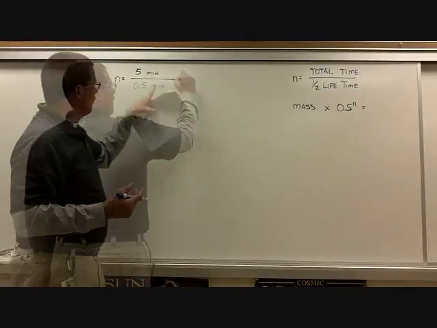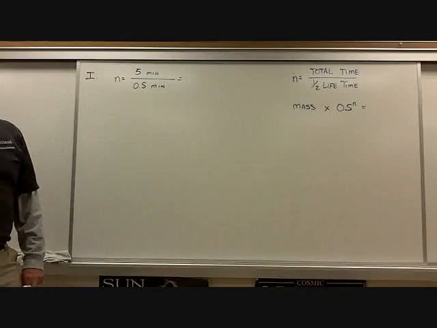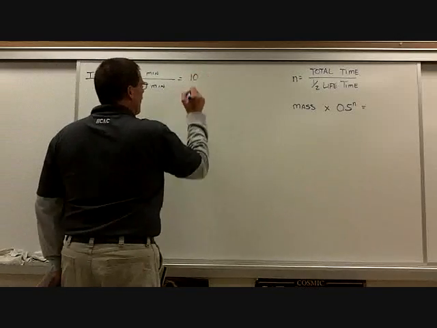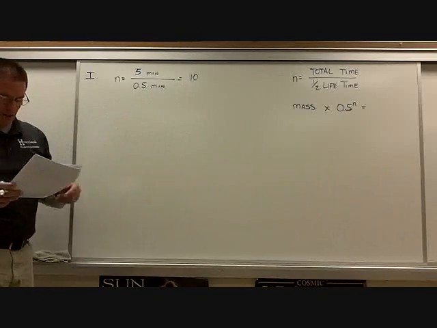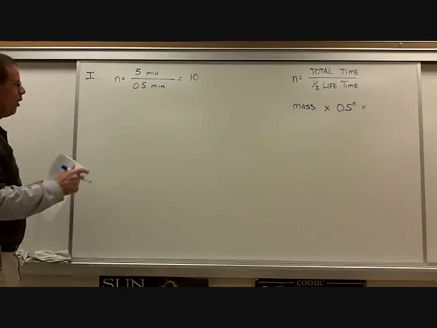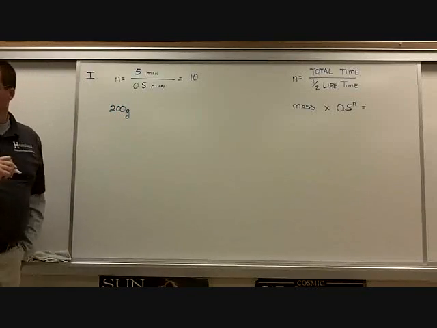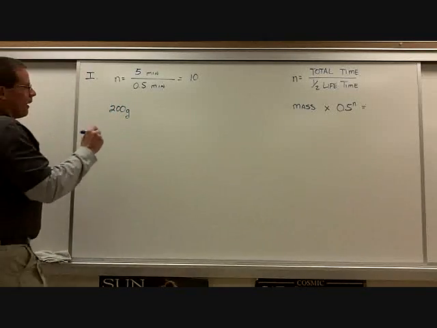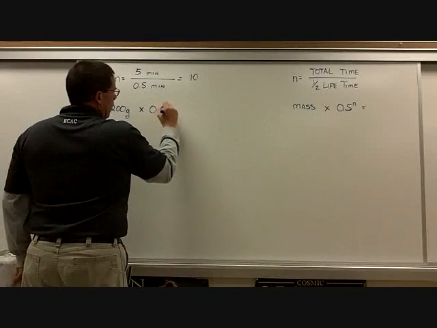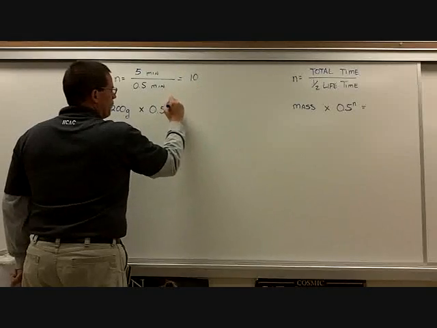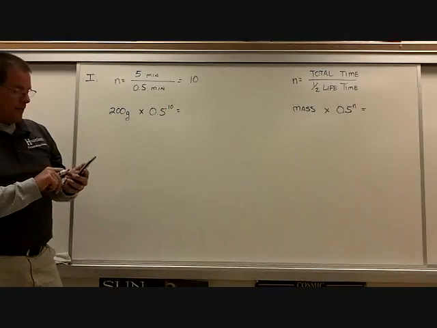How many half-lives have elapsed here? Oh, 10. Very nice. He is on it. You guys are the human calculator. All right, so we've gone through 10 half-lives. We start with 200 grams. That's our original amount. And again, we'll use this equation here where we do our times 0.5. Now we're going to go to the 10th power. So this should be a really big number, right?